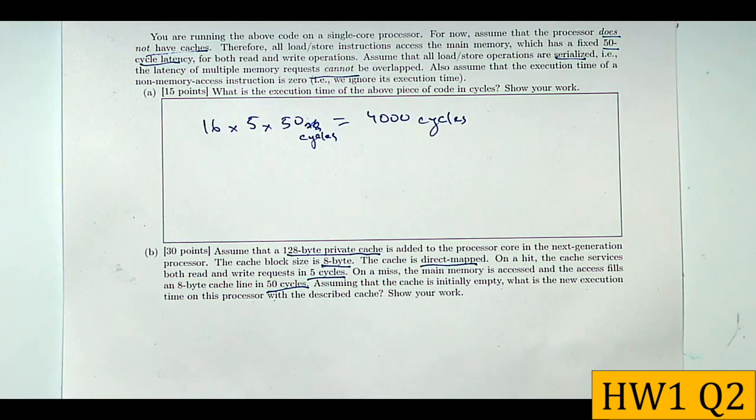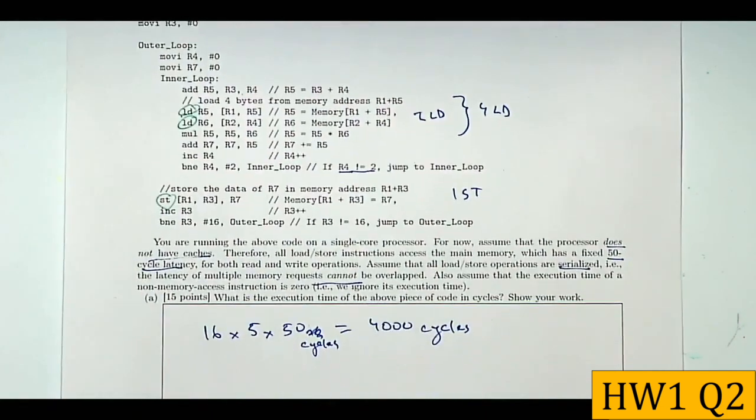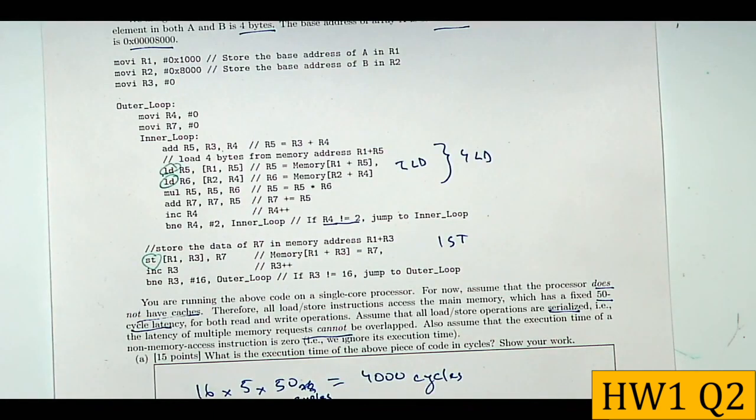And the question is the same. So if you have this cache, what will be the execution time of this code here? Okay, so this part is a bit more tricky. First, we need to understand exactly where in this cache elements of A and B will map.